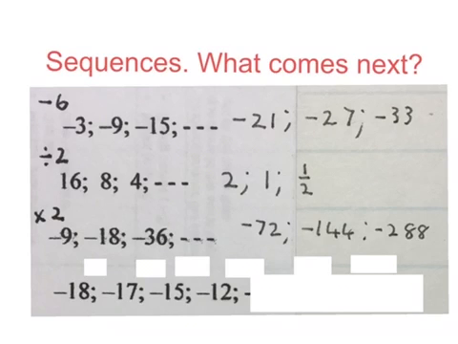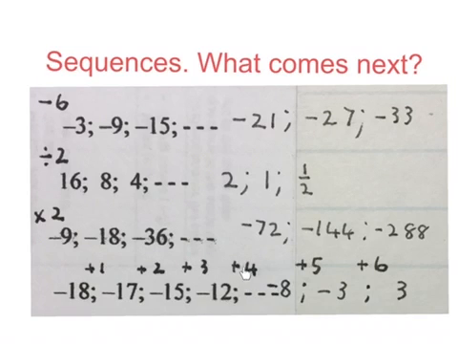The next one, we have a minus 18, minus 17, minus 15, minus 12, and so on. If you see, from minus 18 to minus 17 is plus 1, to minus 15 is plus 2, to minus 12 is plus 3, and so on. So we then plus 4 to get to minus 8, plus 5, and then plus 6.